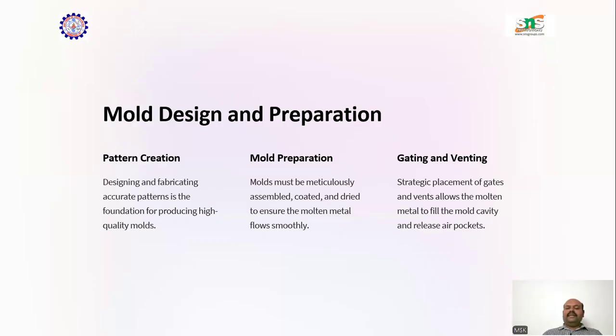So, mold design and preparation. Number one is the pattern. What is a pattern? A pattern is the replica of the model, and for mold preparation you have to get the exact size of the component through the drawing, and it has to be created in the pattern. This pattern has to be placed in the cope and drag box, ramming the sand, and we will get the mold. Gating and venting is nothing but preparing the pathway for the molten metal to flow into the mold so that it fills the mold cavity and releases air pockets.